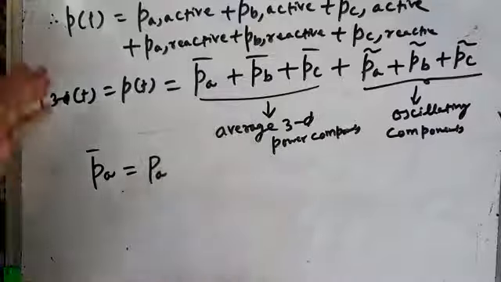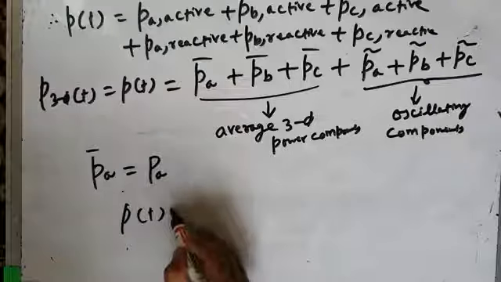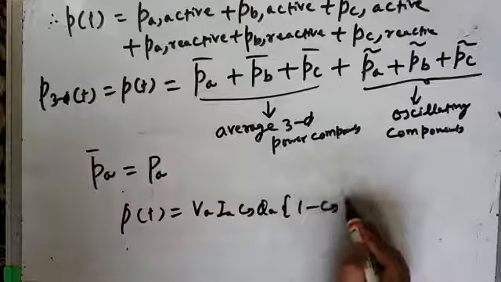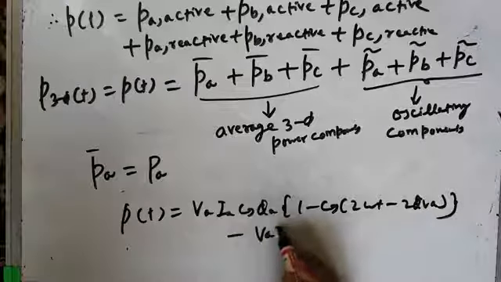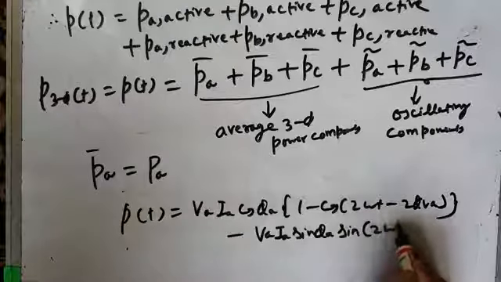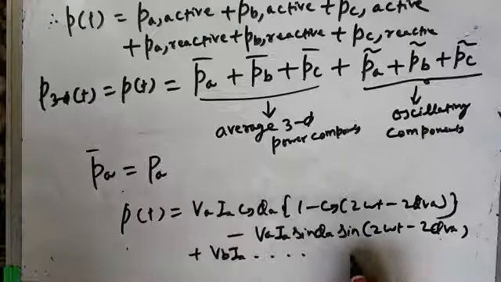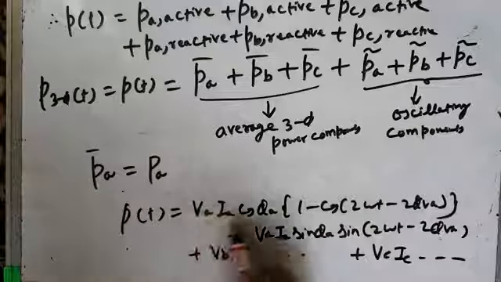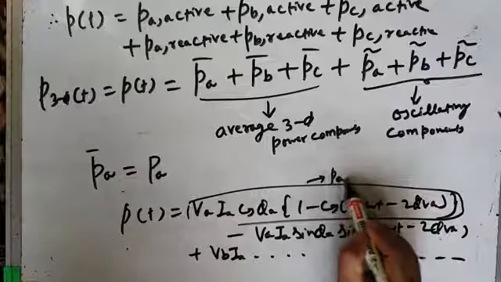Now, PA bar is the average power in phase A. You just a few moments back wrote the mathematical expression for PT. For phase A it was VAIA cos phi A times 1 minus cos of 2 omega t minus 2 phi VA, minus VAIA sin phi A into sine of 2 omega t minus 2 phi VA, plus similarly VBIB and so on, plus VCIC and so on. As far as phase A is concerned, the first term is instantaneous active power, PA active.